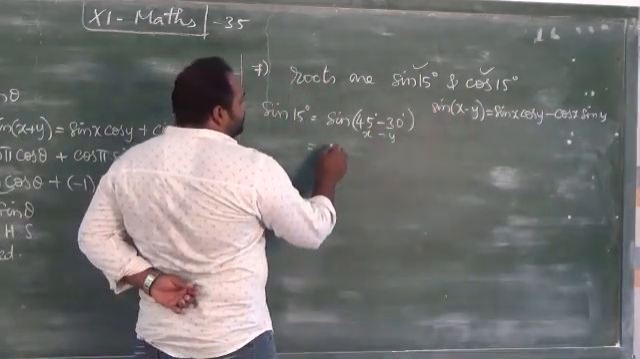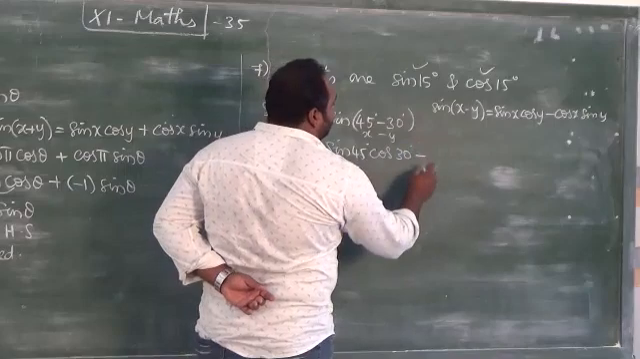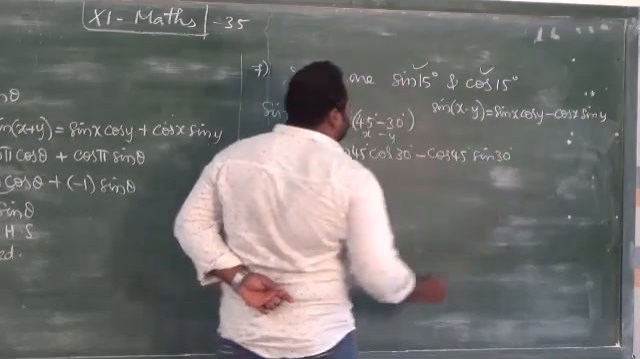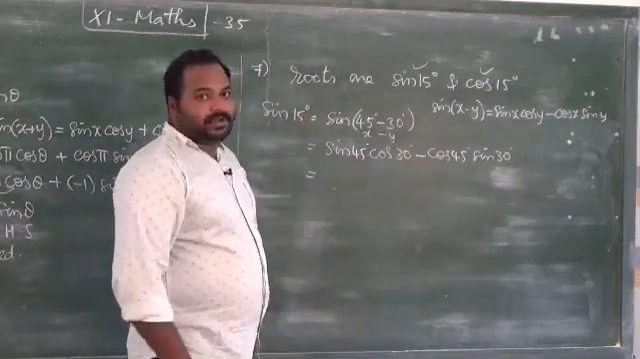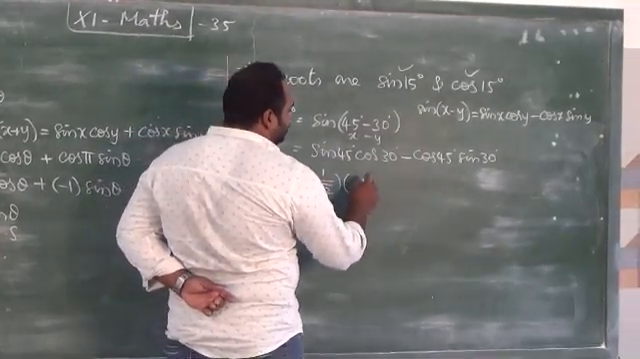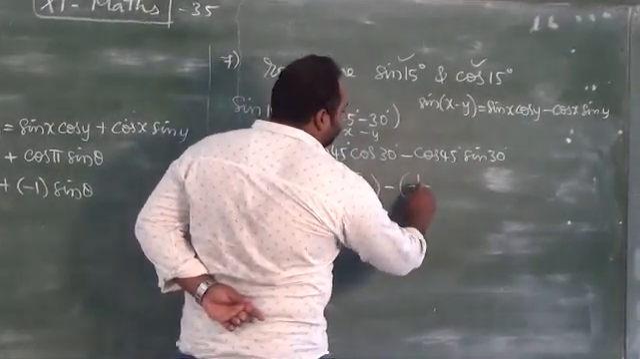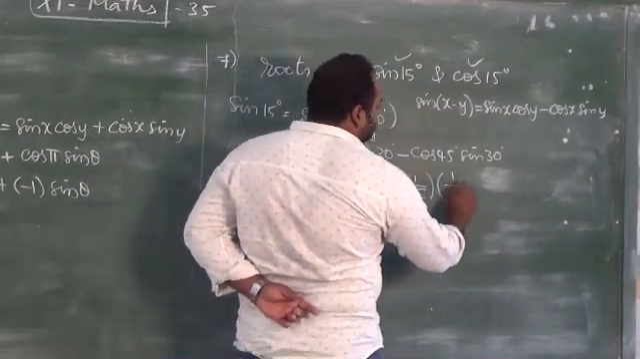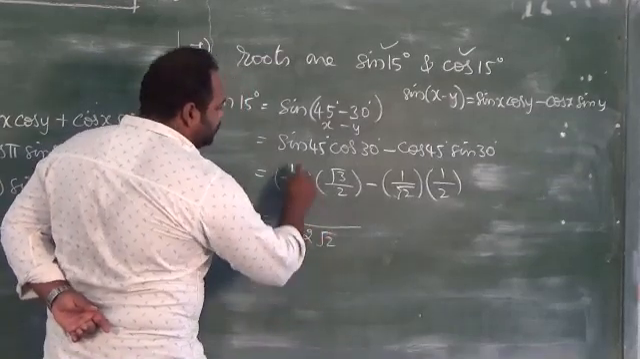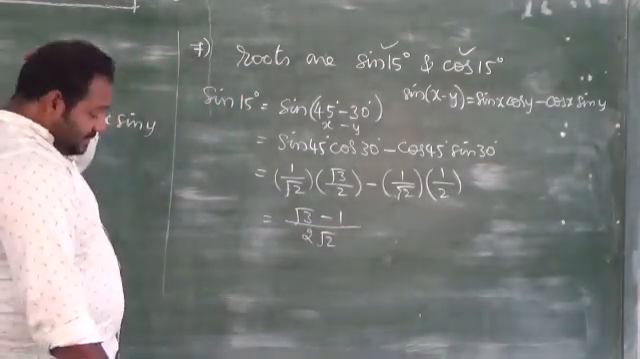Expand this: sin x is 45, cos y is 30, minus cos 45 sin 30. After that, we know all the values, so I am going to substitute the values here. Sin 45 is 1 by root 2, cos 30 is root 3 by 2, minus cos 45, 1 by root 2, sin 30 is 1 by 2. So the common denominator is 2 root 2, with numerator root 3 minus 1. This is the value for sin 15.